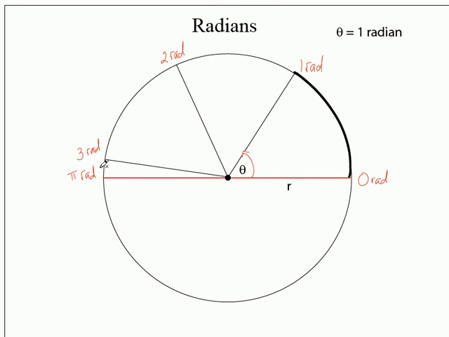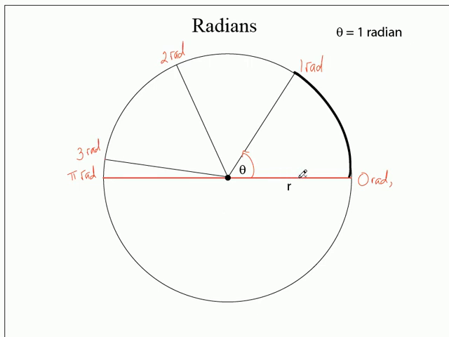Let's keep going around. What if we went all the way around to here? It's 0 radians before we start going around the circle. Now, once we go around this circle like this, what is the angle? In degrees, what would it be if you went all the way around the circle one time? It'd be 360 degrees.